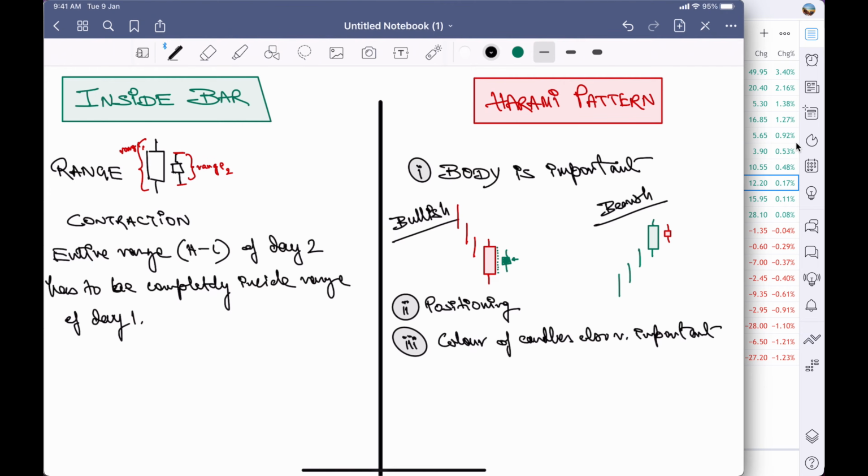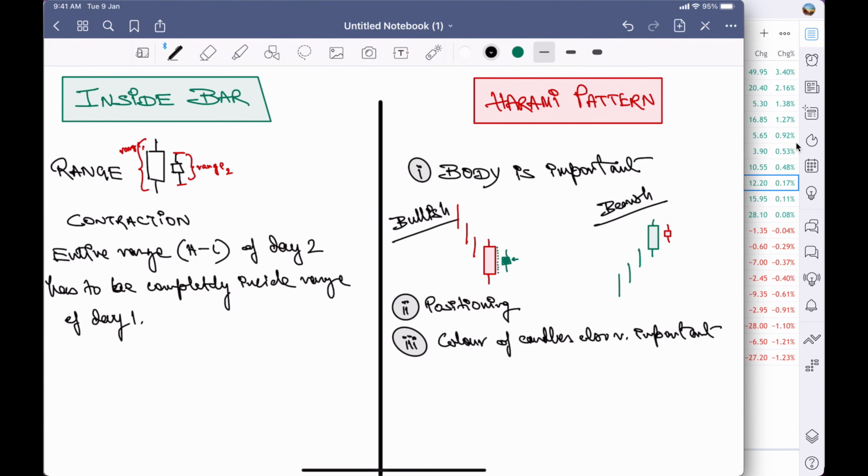So as you can see, when you look at the basic nature of an inside bar and the Harami pattern, the Harami pattern seems to have far more specifications, criteria, requirements. The previous trend is important, that is the positioning. The colors of day 1 and day 2 are very important, and so is the specification about the body. But for the inside bar, it's just looking at range contraction. It's not required to consider the positioning or any such color of the bars.